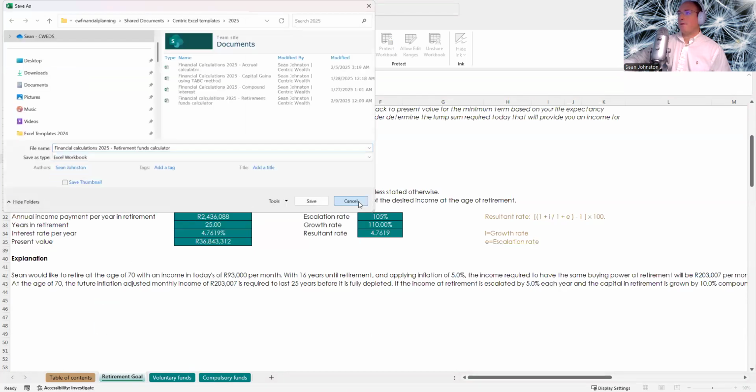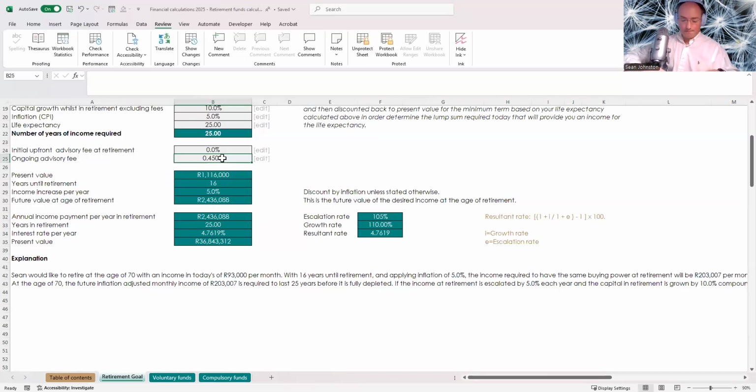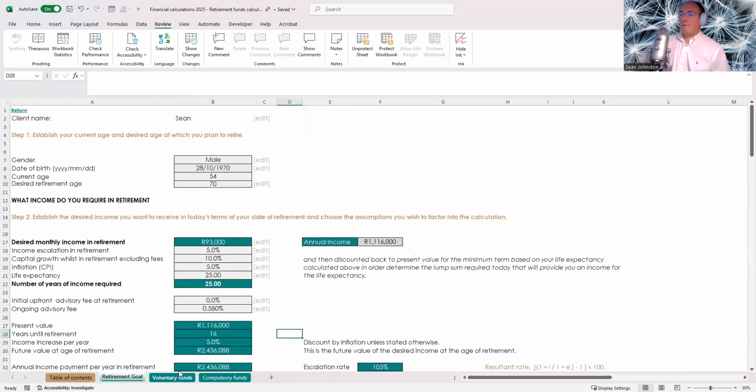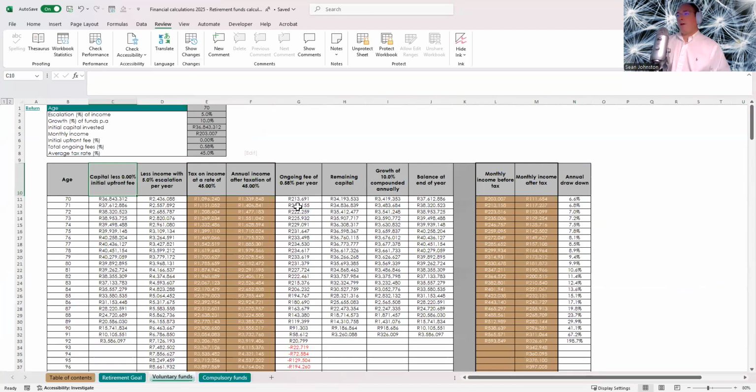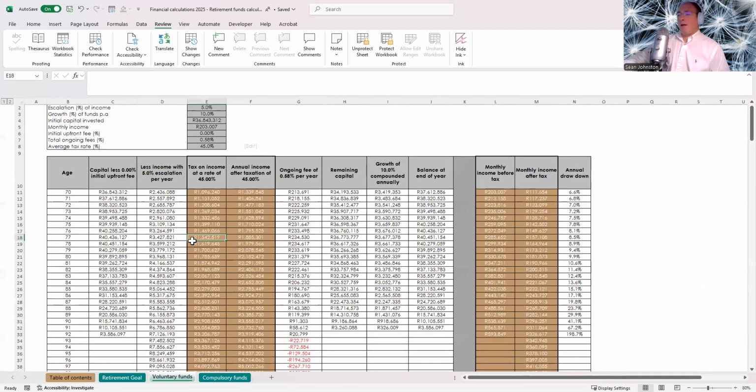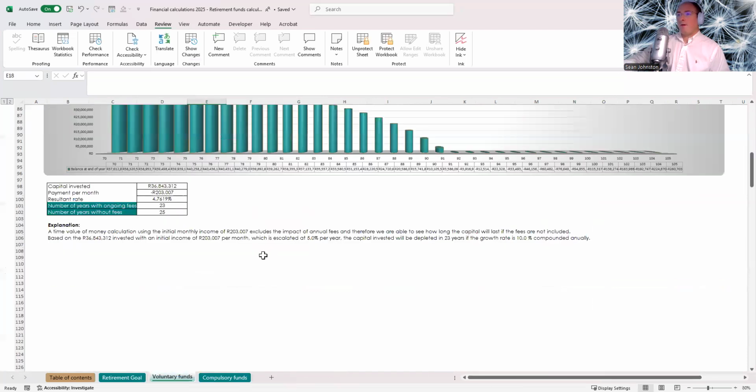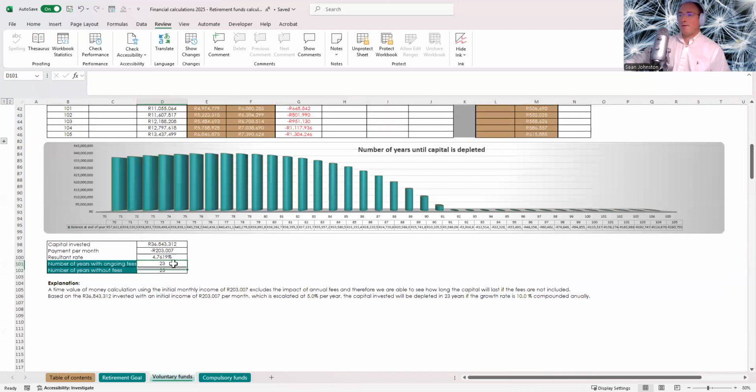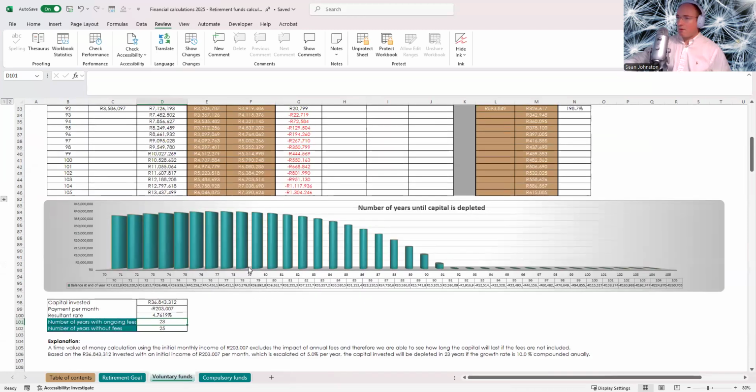I don't know what it's doing. It's accidentally saved it there. It's just going to active 0.5%. So now we can actually deduct the 0.58% off, and we can then see here how the fees impact the depletion. So in this case, 0.58%, difference of 2 years, it is rounded off.